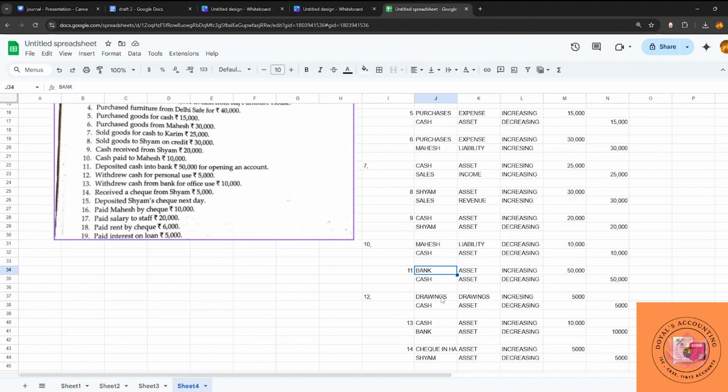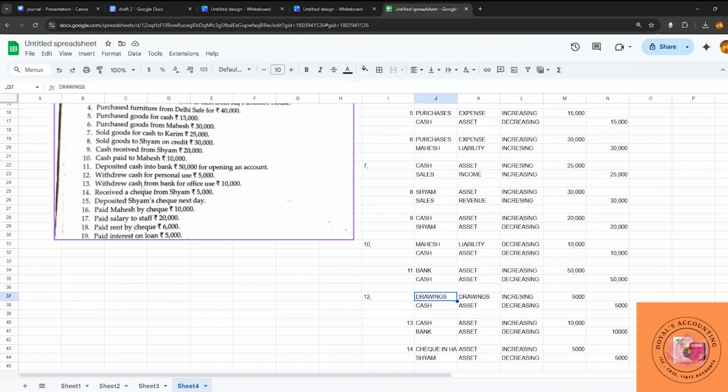Next transaction is we withdrew cash for personal use for rupees 5,000. Now drawings, it is in nature personal only. Debit the receiver, credit the giver. The owner is only receiving, right? So we will debit drawings and cash. Cash is a real account. Debit what comes in, credit what goes out. Cash is going out, cash will be credited. Debit drawings account, credit cash account.